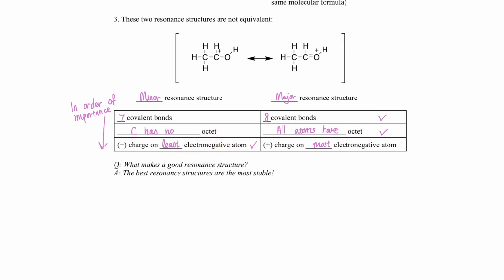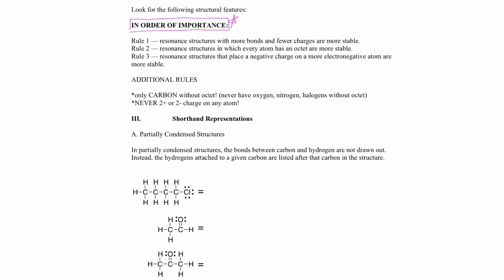So moving on to the next page, we do have a couple of additional rules. In organic chemistry in this course, the only atom that's allowed to not have octet will be carbon. And you will never, ever, ever have +2 or -2 charge on any atom. If you do find yourself doing that with that kind of formal charge, it means you made a mistake. So just double check your work.